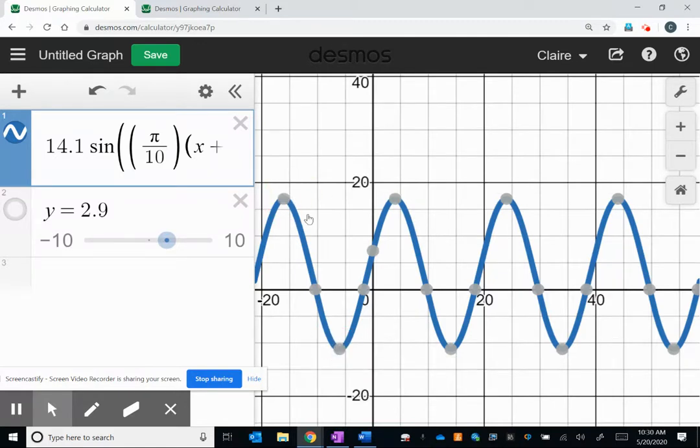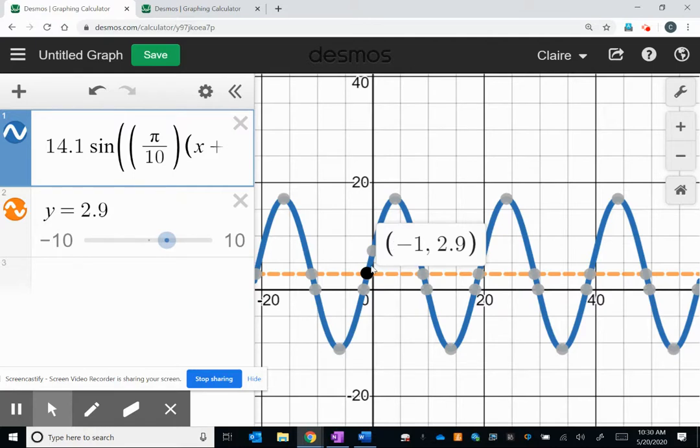And let's see, if I think about the midline, we said was at 2.9, and it was shifted left 1 unit, right? That means our starting is at an x value of negative 1 instead of 0. So we've got that correct there. And then last thing, the period, it says is 20. So that means that one full cycle, so I'm going to start here.